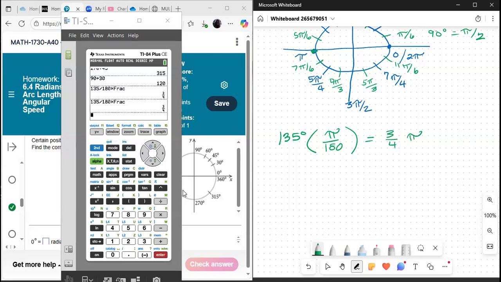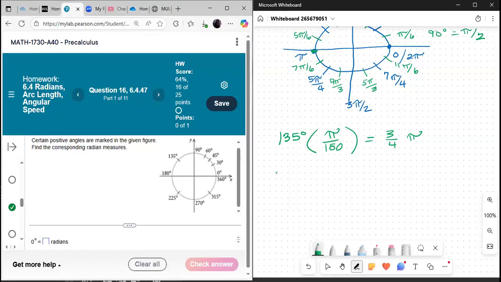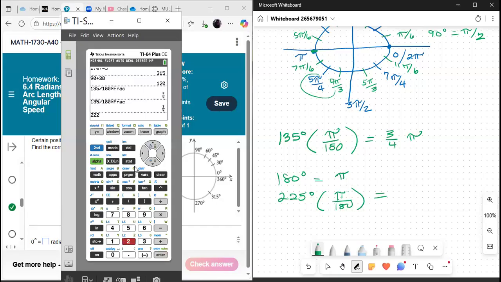Okay, and then we have 180 degrees, we know is pi. And then we have 225 degrees, we know is 5 pi over 4, but we can easily calculate that by just multiplying by pi over 180. So 225 divided by 180. Math, enter, enter, and we have 5/4 pi.